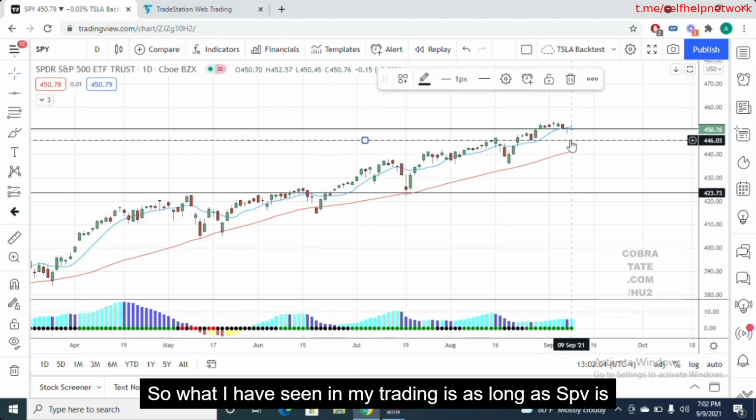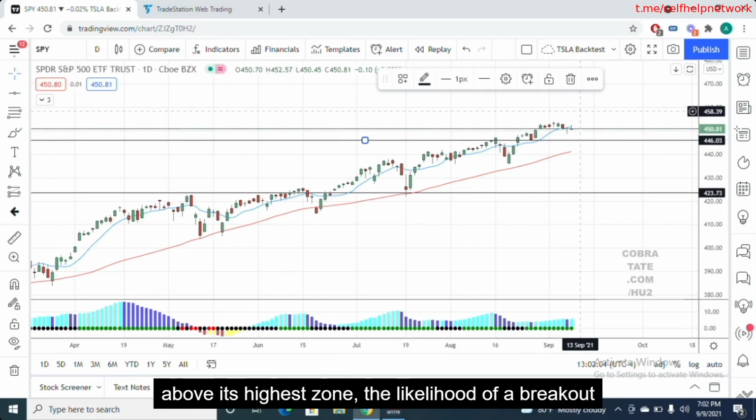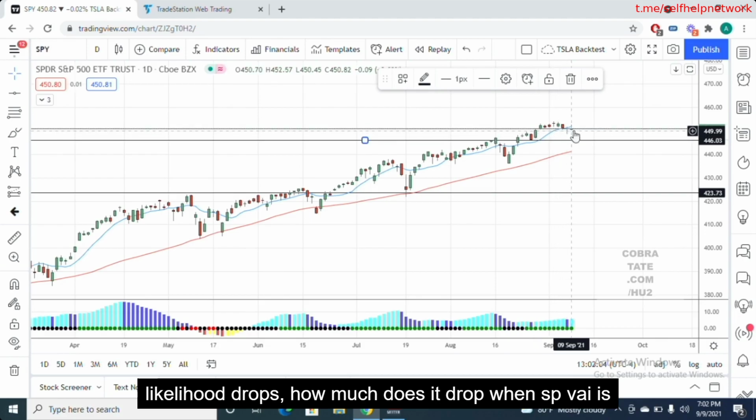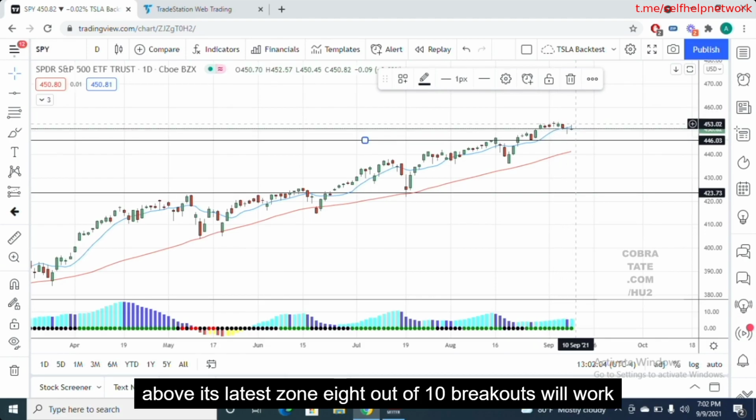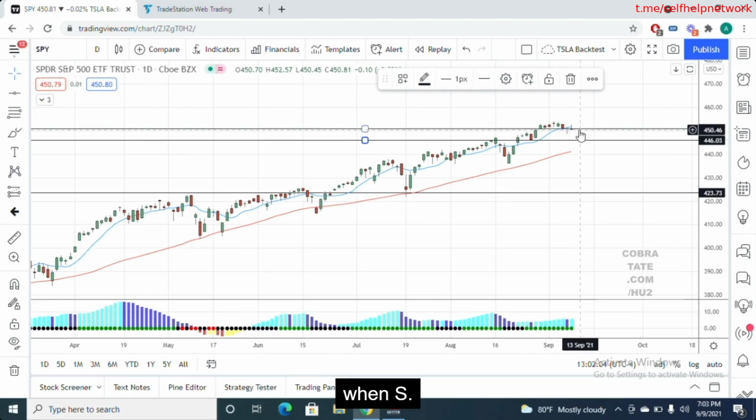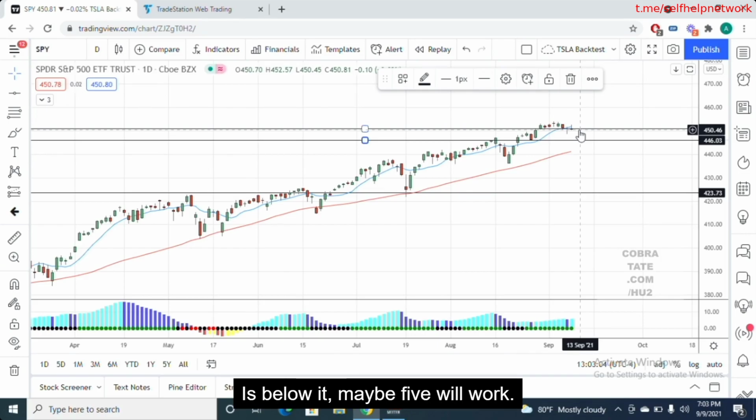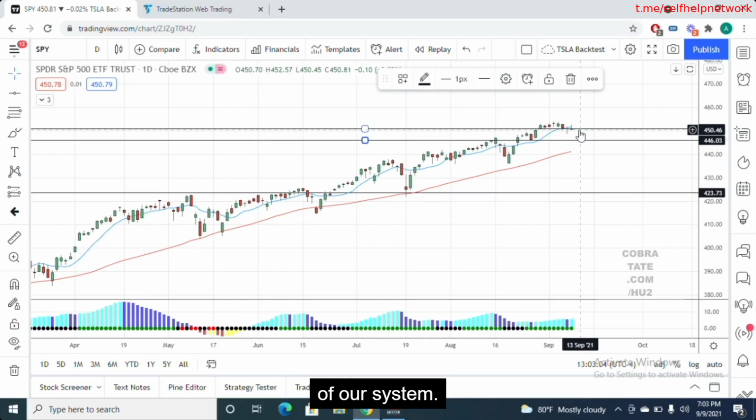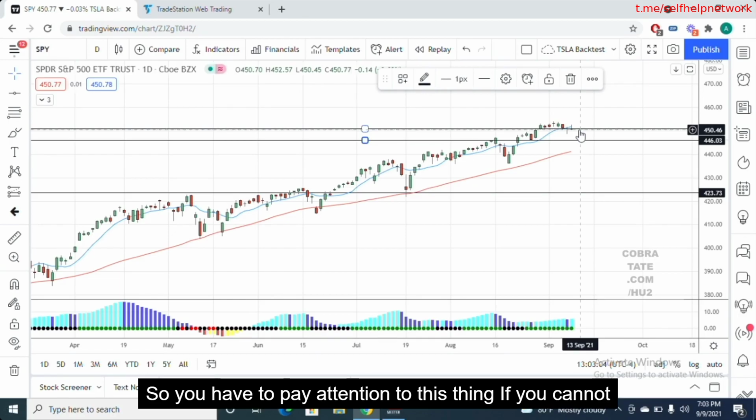So what I have seen in my trading is, as long as SPY is above its highest zone, the likelihood of a breakout working out for us is higher. When SPY is below it, that likelihood drops. How much does it drop? When SPY is above its latest zone, 8 out of 10 breakouts will work. When SPY is below it, maybe 5 will work. That is a strong hit to the expectancy of our system. So you have to pay attention to this thing.